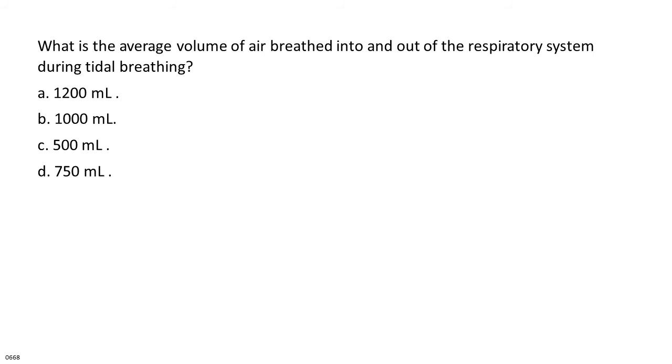What is the average volume of air breathed into and out of the respiratory system during tidal breathing? A. 1,200 milliliters. B. 1,000 milliliters. C. 500 milliliters. D. 750 milliliters.